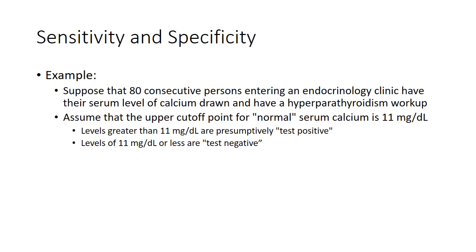As an example, to put these abstract concepts into a more concrete example, let's say we had 80 consecutive people entering an endocrinology clinic, and they're having a calcium level drawn as a workup for hyperparathyroidism. For this particular laboratory, the upper cutoff point for a normal value is 11. So anything greater than 11 would be abnormal and considered a positive test. Anything less than 11 would be normal, a negative test.